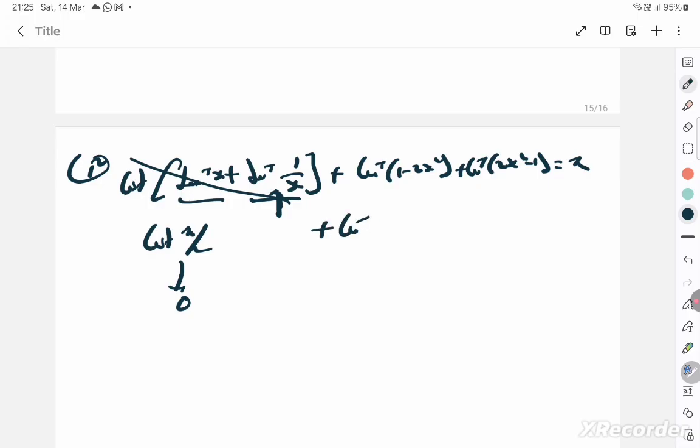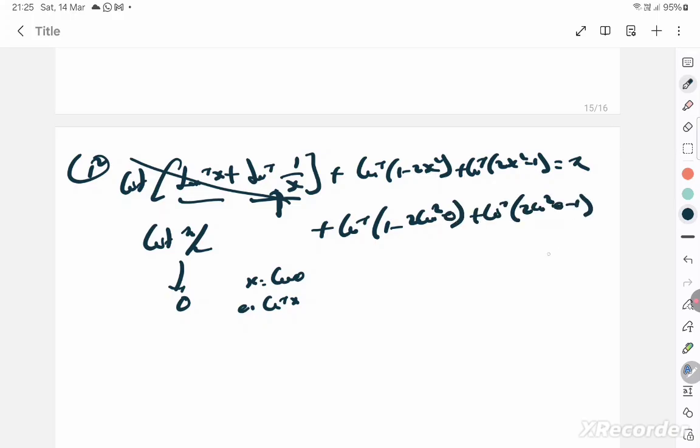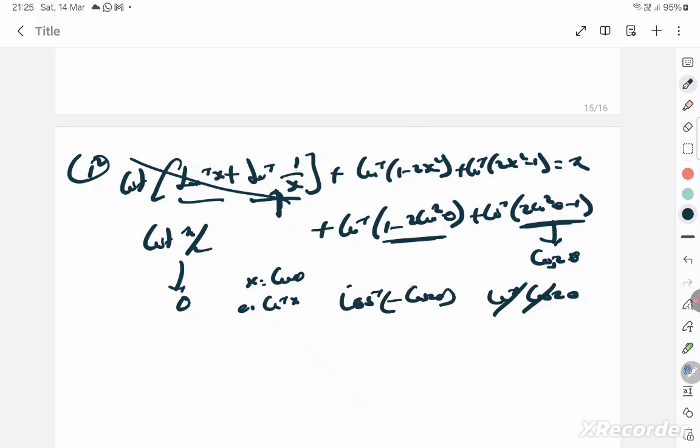Plus a cos inverse of 1 minus, I would assume x is cos theta. Theta is cos inverse of x. So 1 minus 2 cos square theta plus cos inverse of 2 cos square theta minus 1. Okay, so then 1 minus 2 cos square theta is negative of cos 2 theta. 2 cos square theta minus 1 is cos 2 theta. This is perfect. So it's cos inverse of cos 2 theta. Whereas this is minus cos 2 theta, cos inverse of minus cos 2 theta, because this has been switched.